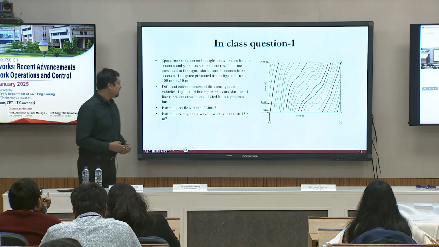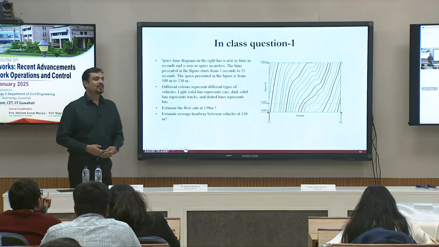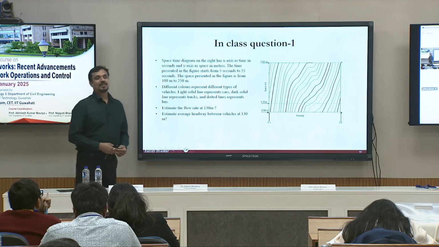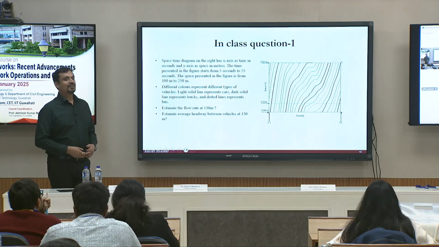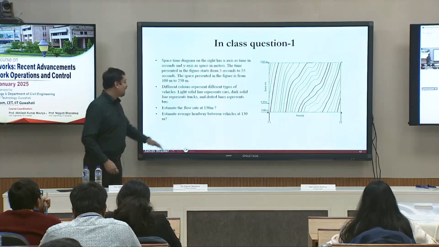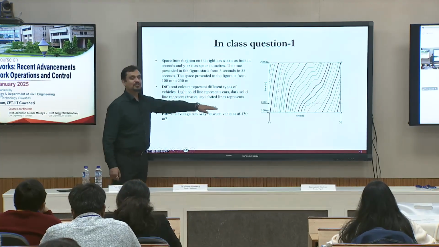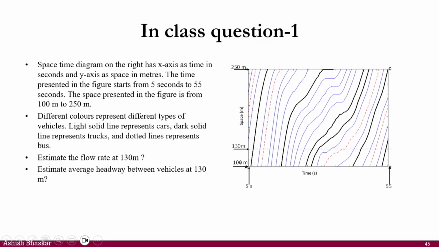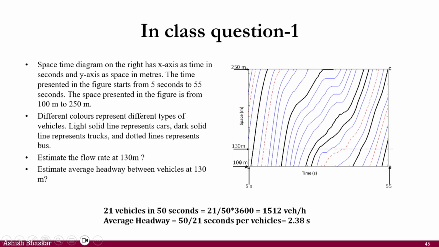And what is the average headway at 130 meters? In fact, if I would have not asked this question and I only say what is the average headway, students get confused. They think they have to estimate the headway from individual vehicles and take an average. But technically, you don't have to do that individual vehicle once. You just take the flow rate or get the volume, convert into flow rate, and do the average from there.